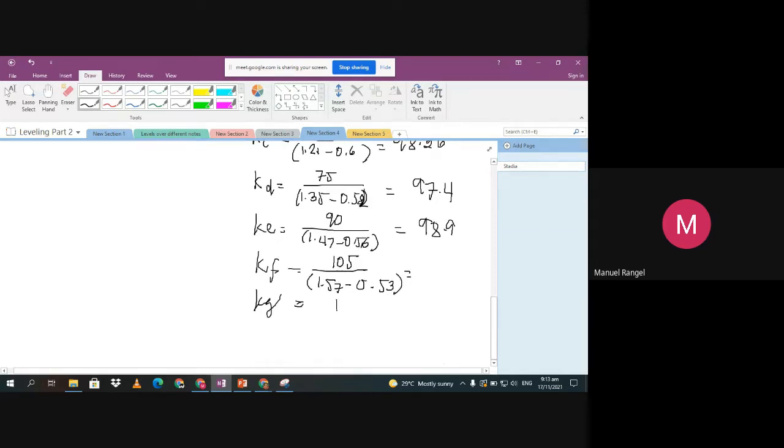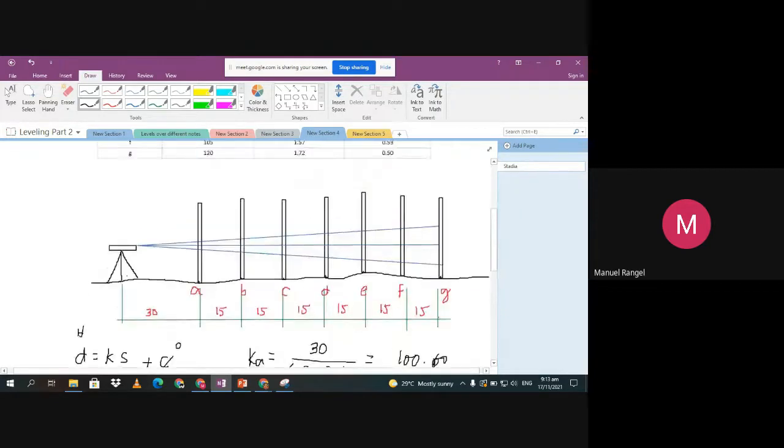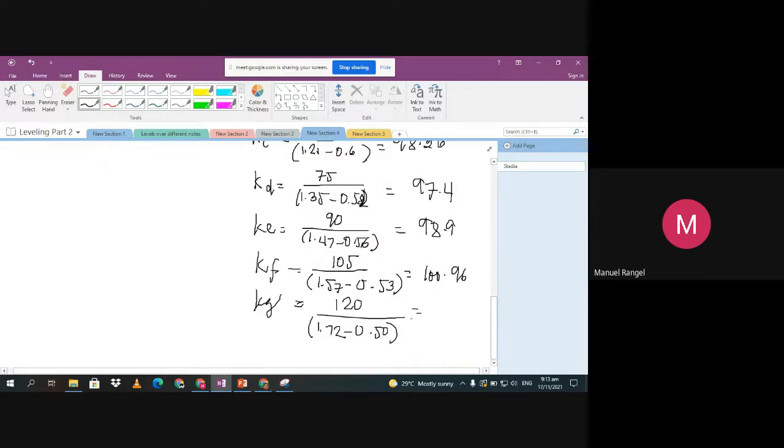KG is 120, 1.72 minus 0.50. KF is 100.96. KG is 98.36. Okay.